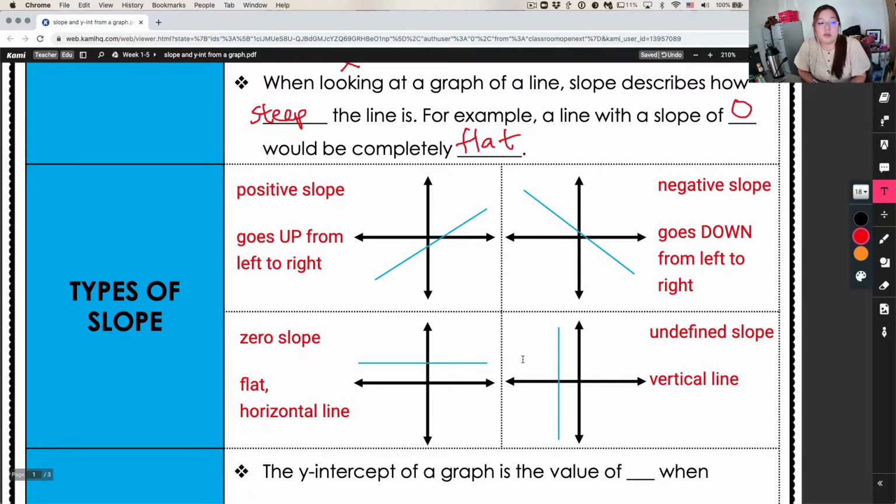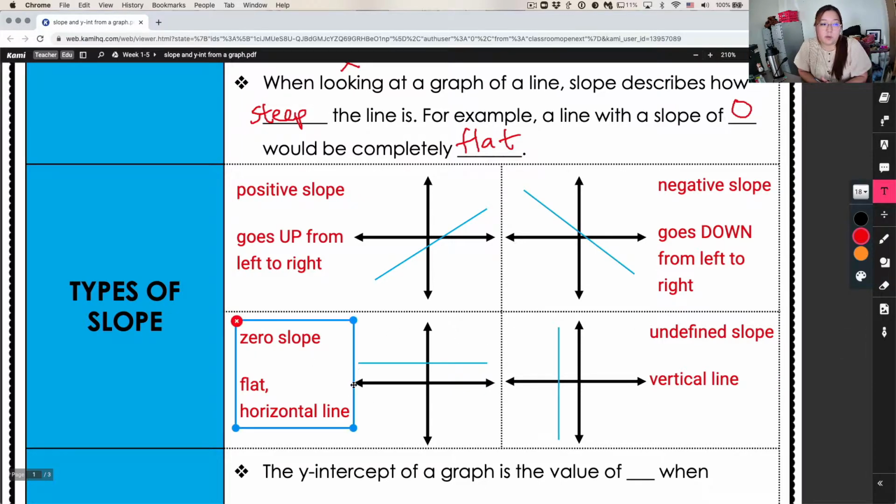We call this undefined because there's no good real world example for this, right? Like I had one for positive slope. For a negative slope, you could talk about something like the relationship between somebody's age and how healthy they are, because usually the older you get, the less healthy you get. Your health starts to go down.